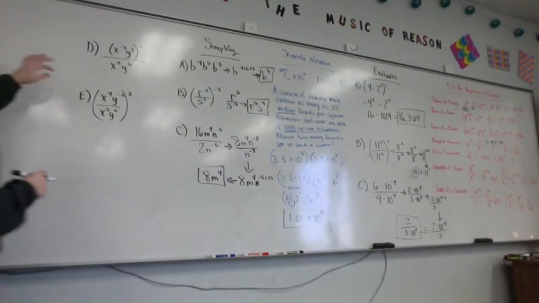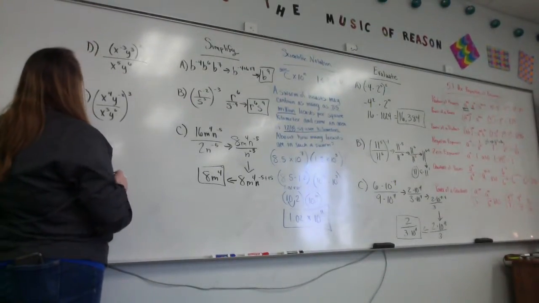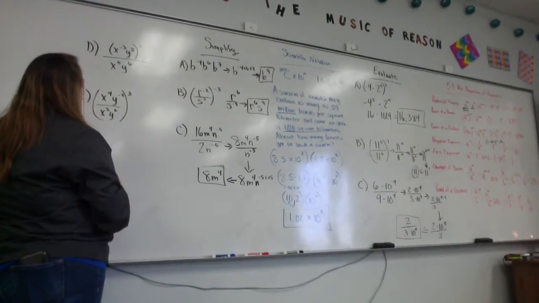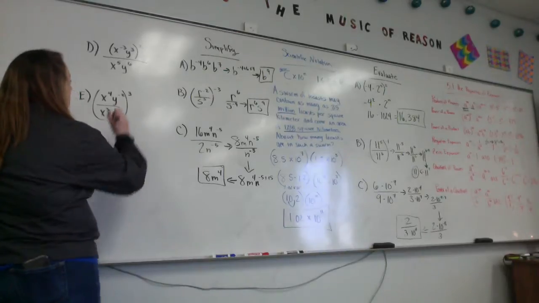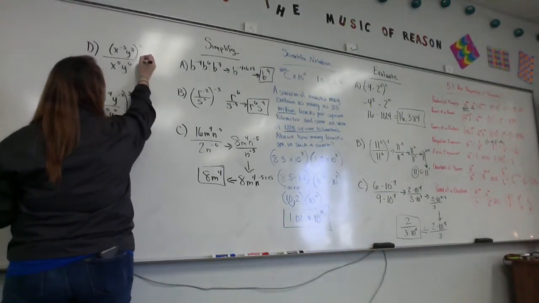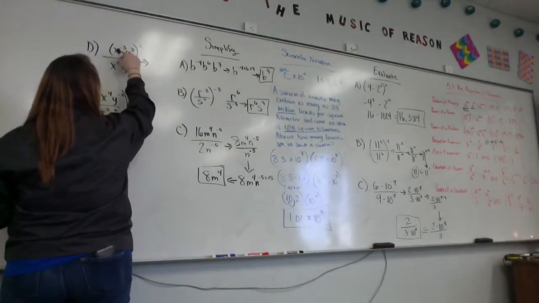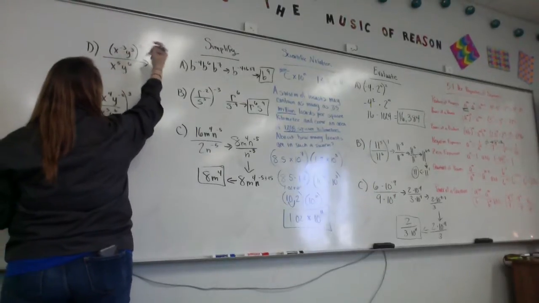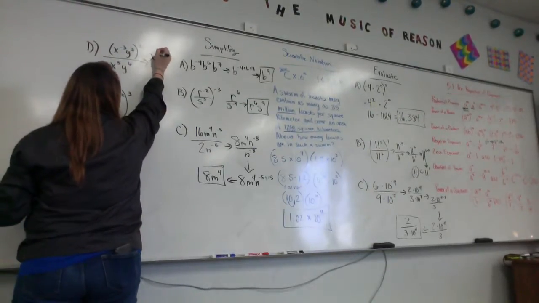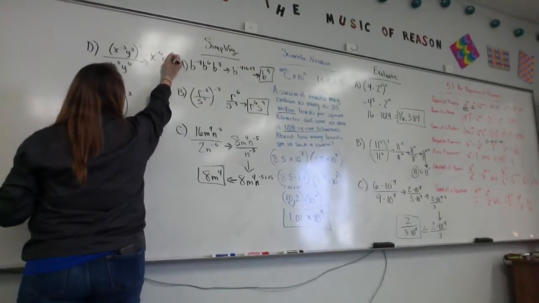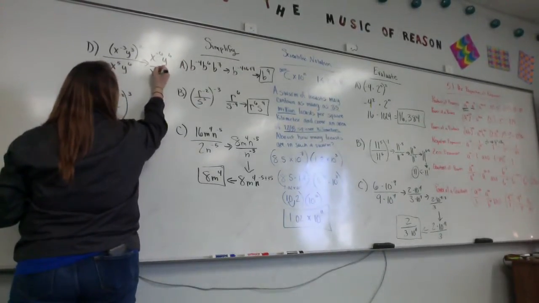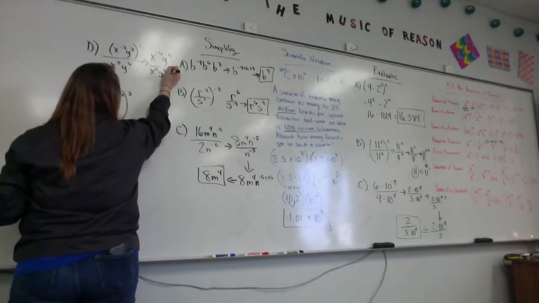Okay. What do I do on D over here? Power of a power first, because I have to take care of what's up top first. So if I do that, what's x to the negative 3 squared? Negative 6. And what is y cubed squared? Y to the 6. Good. And then on bottom I have this, right? Yes. Now what do I do?